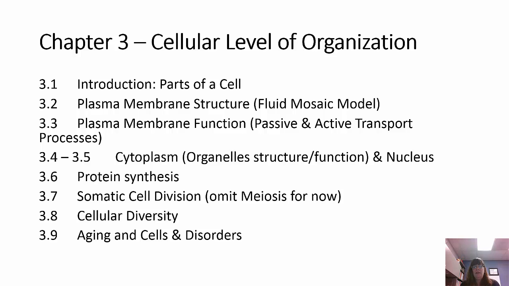Okay, now we are moving on to chapter 3, which is the cellular level of organization. Again, this should still be reviewed from biology, so we're not going to go into massive detail, but we're going to talk about the parts of the cells, plasma membrane structure and function, the cytoplasm and the nucleus, how proteins are synthesized, cell division for somatic cells, and cellular diversity. And then we're going to touch on aging and cells and homeostatic imbalances.